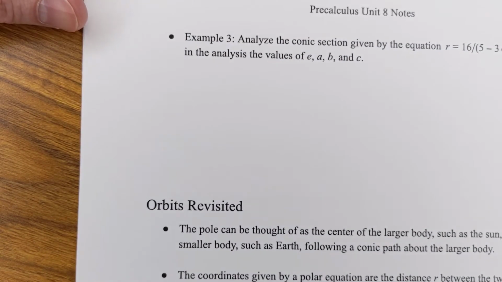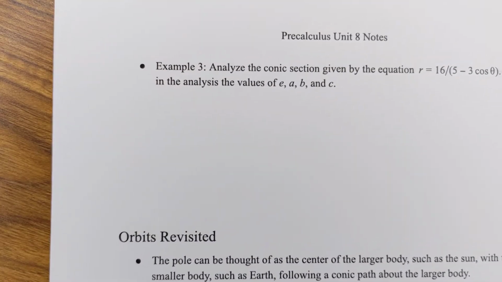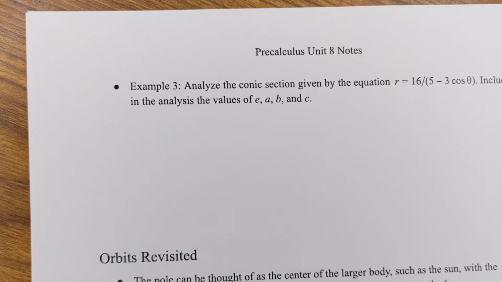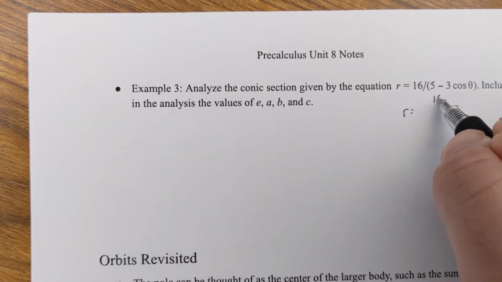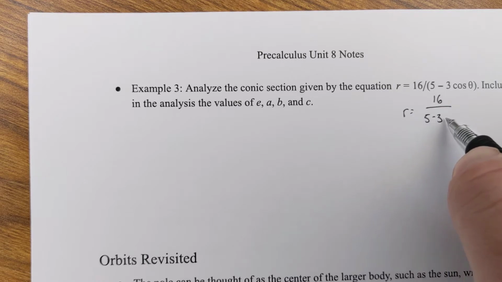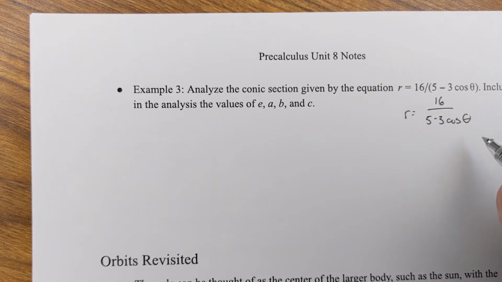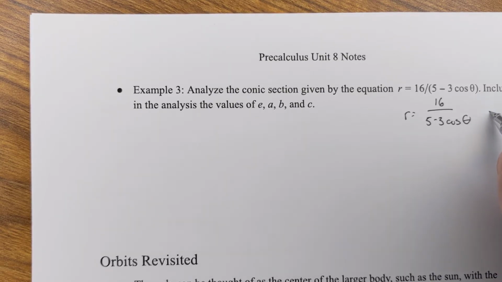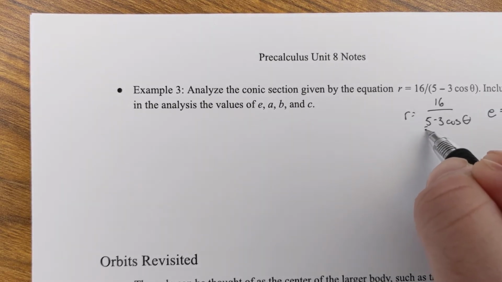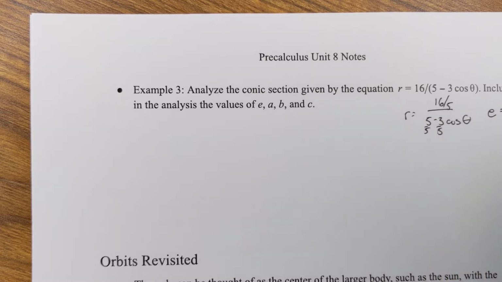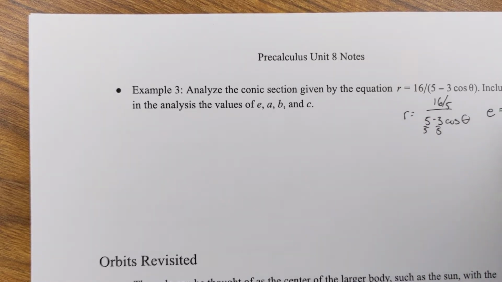Okay. Example 3, analyze the conic section given by the equation. Let's rewrite it here: r equals 16 over 5 minus 3 cosine theta. Okay, so let's see here. So the eccentricity, if I divide everybody by 5, is going to be 3/5.